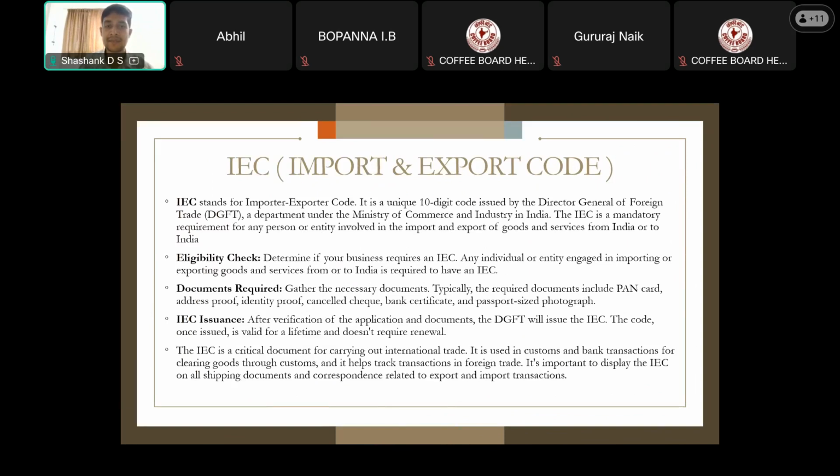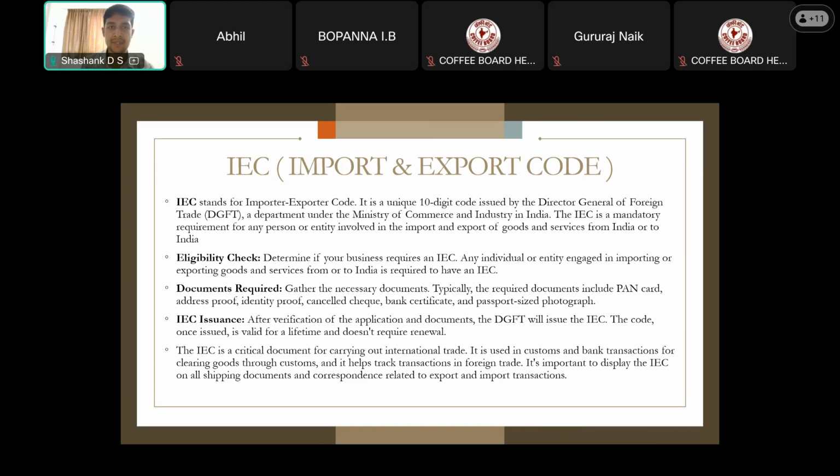Again, we need to have the basic details in place, like we need to furnish our PAN details, nature of business, and our bank details through a cancelled cheque or a recent bank statement, and we need to mention the partners and promoters involved. So with these basic details, we will be able to apply for the IEC code, and it is completely online. We need to have a digital signature if we have to do it completely online.